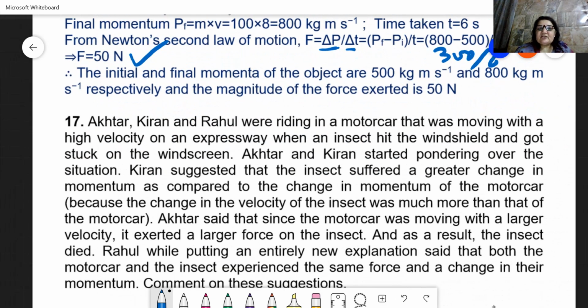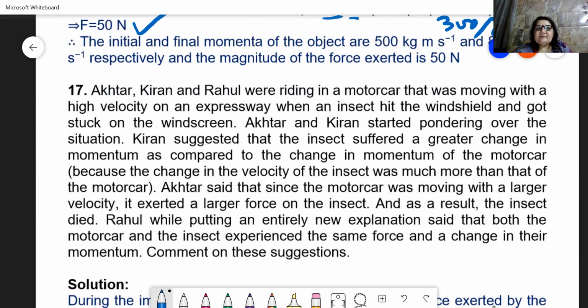Now the next question, 17, where there are 3 children, Akhtar, Kiran and Rahul. They are riding in a motor car, and I think that's a common experience when we are riding in a motor car. You can see that on the windscreen many insects are coming, and on the expressway we are at very high speed. So the insects hit their windshield and got stuck on the windscreen. That was their experience. They had seen it, and they were pondering upon the situation, meaning they were thinking about what is happening and why it is happening.